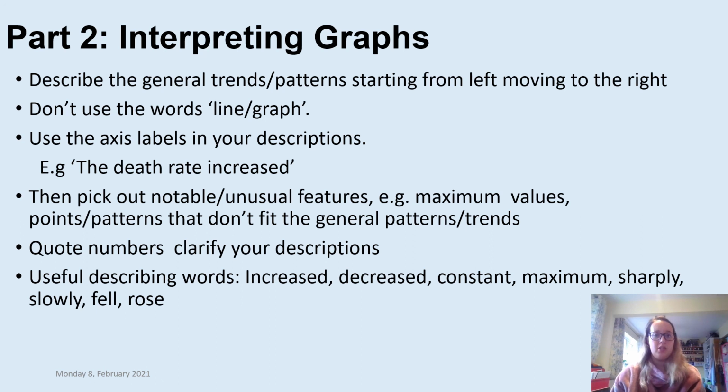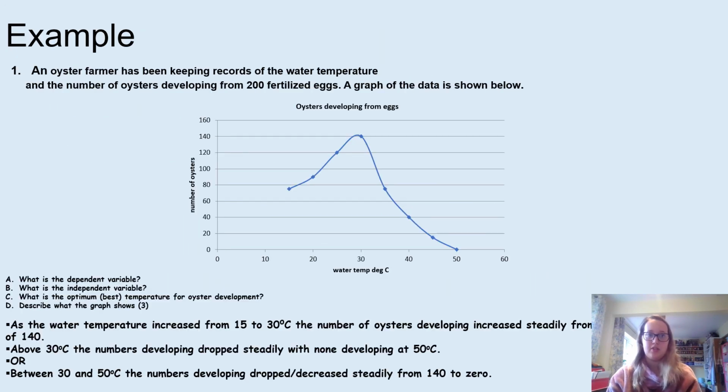And then pick out notable or unusual features. For example, maximum values, points, patterns that don't quite fit, which are also called anomalies, and general patterns and trends. Also quote numbers, as I said earlier, just give examples that clarify your descriptions, and use describing words such as increased, decreased, constant, maximum, sharply, slowly, fell, or rose. Those are good describing words for describing and interpreting graphs.